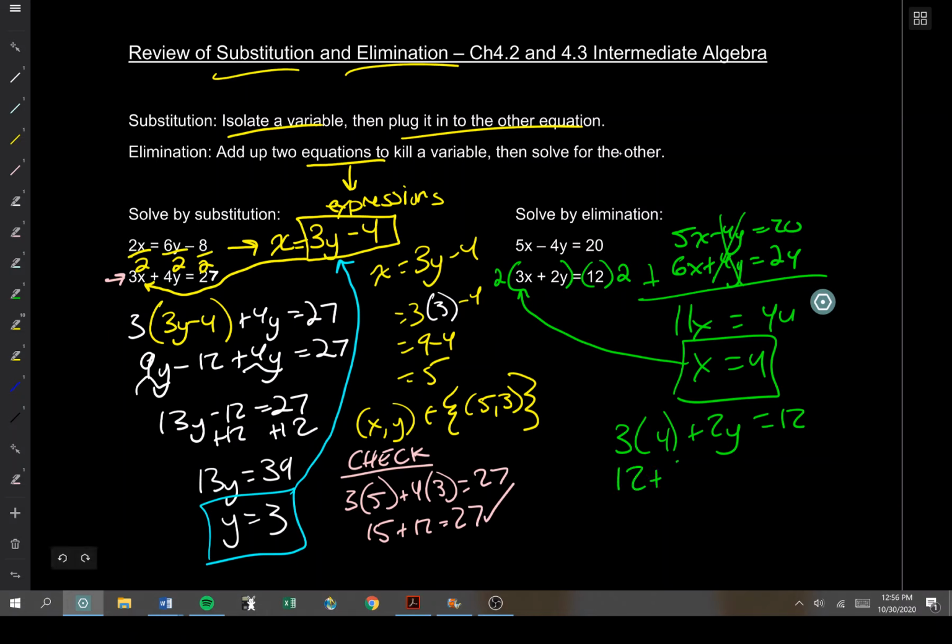So 12 plus 2y equals 12. Subtract 12 from both sides and you get 2y equals 0. 2y equals 0 is not a problem. That just means that y equals 0. So you divide both sides by 2. 0 divided by 2 is 0, so y equals 0. My solution is the point (4, 0).